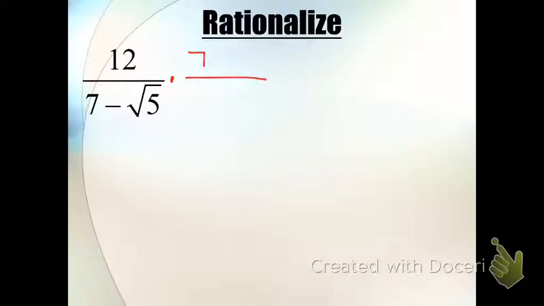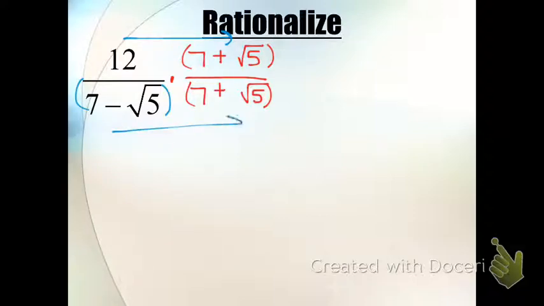Remember, the conjugate is when you keep almost the same binomial but you change the sign. So this was a 7 minus root 5 and it's going to become a 7 plus root 5. Okay. Remember how we multiplied fractions in elementary school, how we multiplied straight across the top and straight across the bottom. So our numerator is 12 times the quantity 7 plus root 5, and our denominator is 7 minus root 5 times 7 plus root 5.